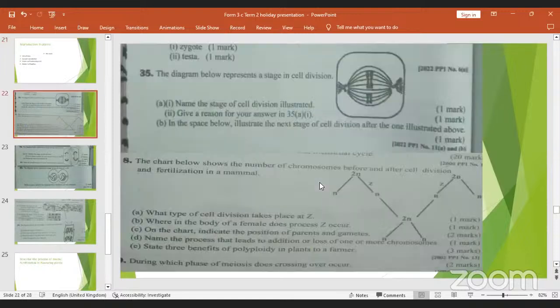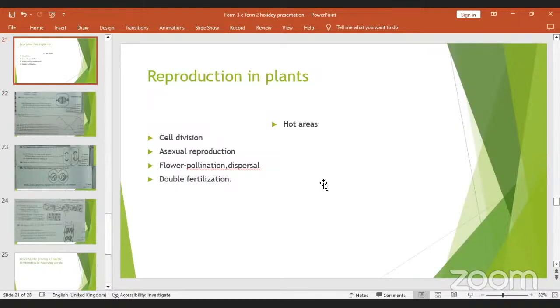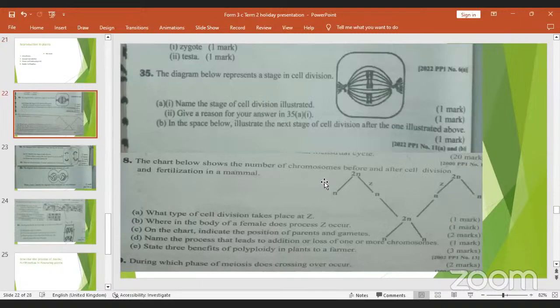Now, I want us to look at a few scenarios of cell division. Just trying to remind yourself, are you able to identify the type of cell division here? For example, look at question number 35. That was last year's question. It was number 11, A and B, in paper 1. Now, can somebody read for us that question?